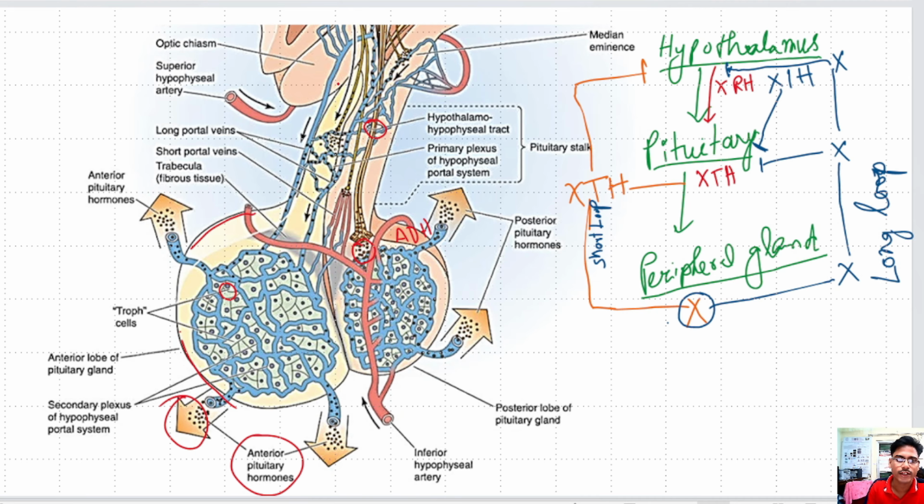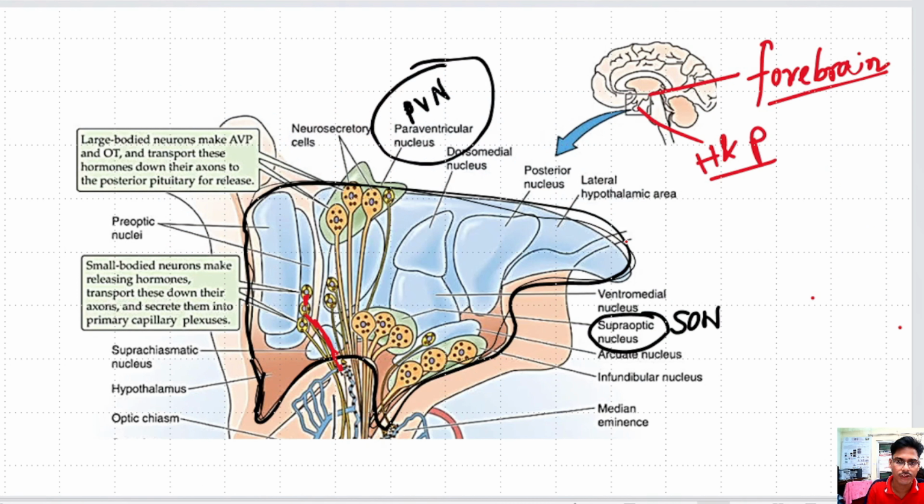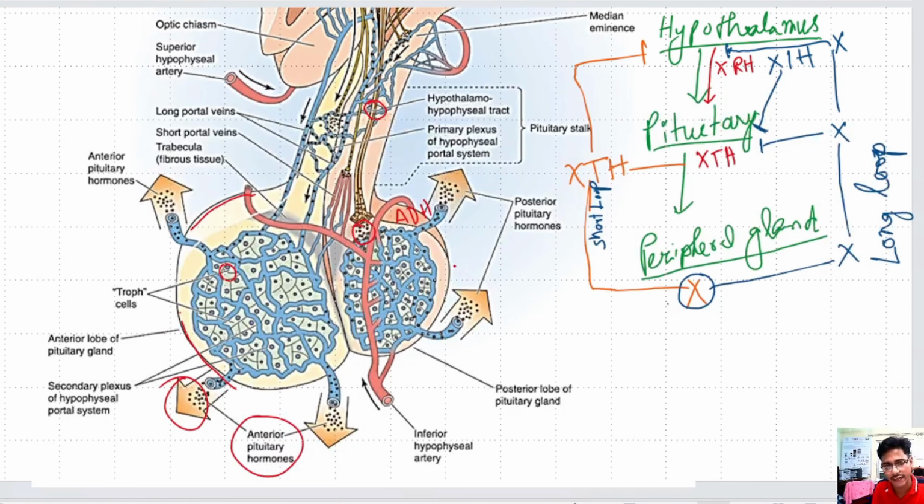In that anatomical structure we already discussed the different nuclei like the PVN, paraventricular nucleus, the supraoptic nucleus, the ventromedial nucleus, and the posterior nucleus. Some of the nuclei have long axonal terminals, namely the paraventricular nucleus and the SON, the supraoptic nucleus. These nuclei have long axons that end on the posterior pituitary. So these two hormones are of neurological origin. The other hormones are not secreted directly from neurons, but from the anterior pituitary.